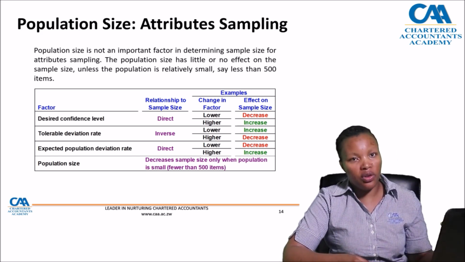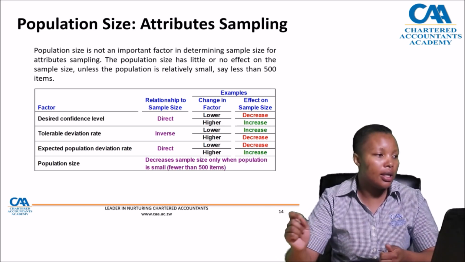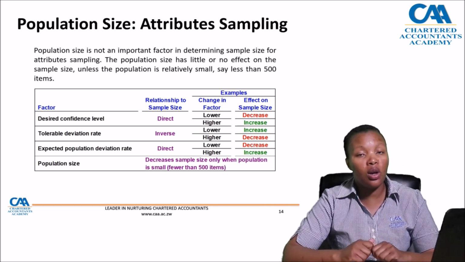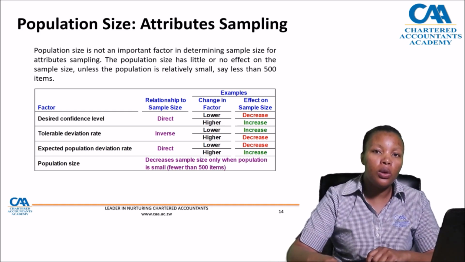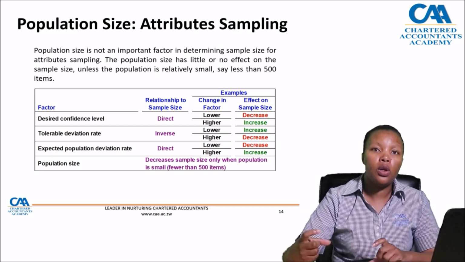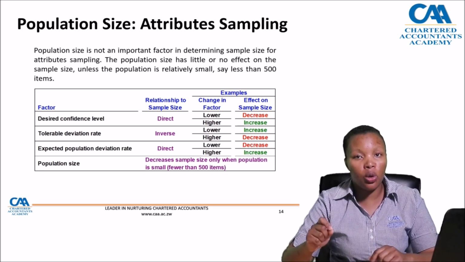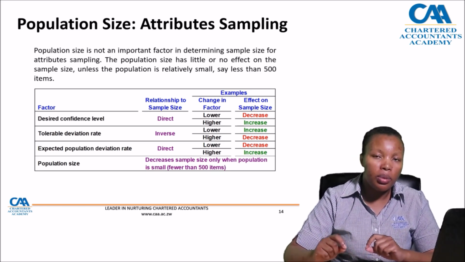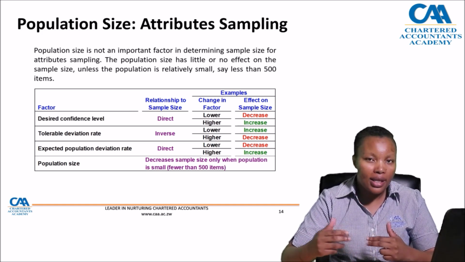So let's just go back and revisit what we discussed earlier and the effect of those items on the size of the sample. We talked about the desired confidence level, and it has a direct effect on your sample size. When your desired confidence level is high, that is to say your level of assurance is high, it means that the sample size you're going to select is going to be high as well. But the tolerable deviation rate has an inverse relationship.